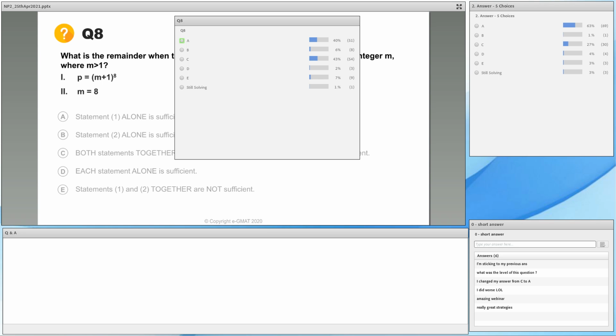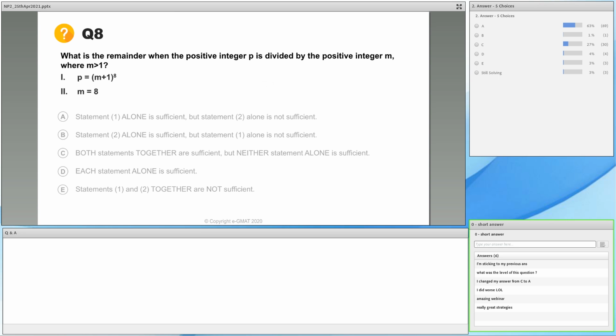You can see the improvement, which means that something in this session has resonated with you. Some of those strategies have worked, whether it is negative remainders or the Chinese remainder theorem. Once you understand it, it's very, very easy. These questions are actually much easier once you get a hang of it. All right, so let's get into discussing the data sufficiency questions.